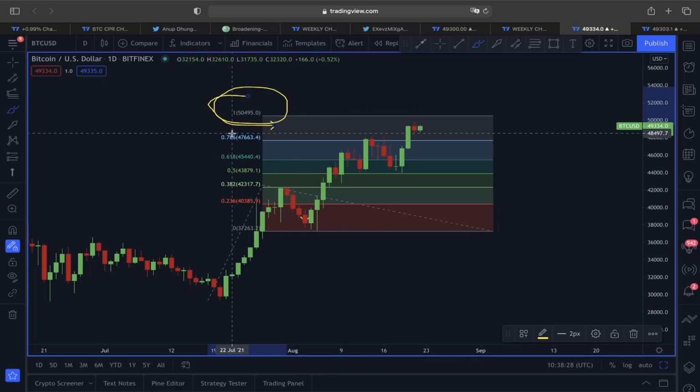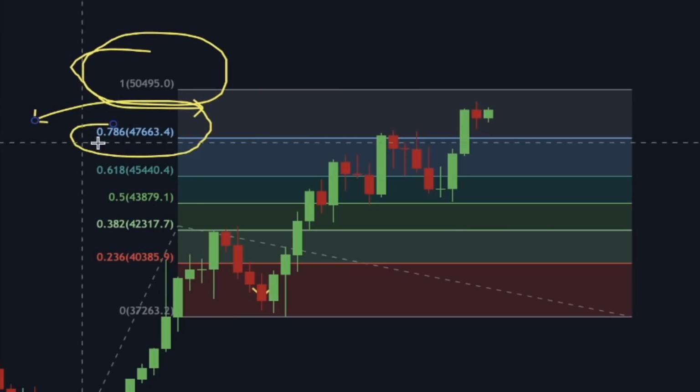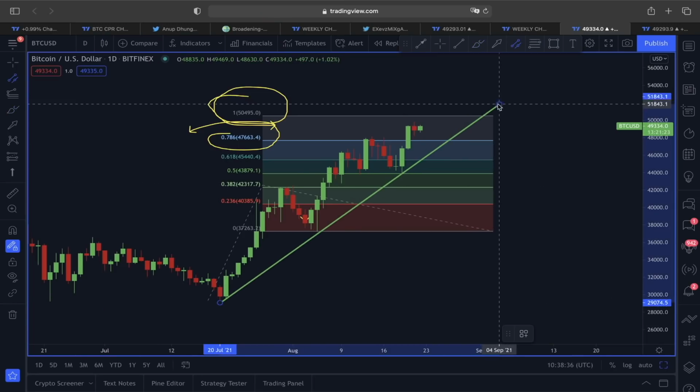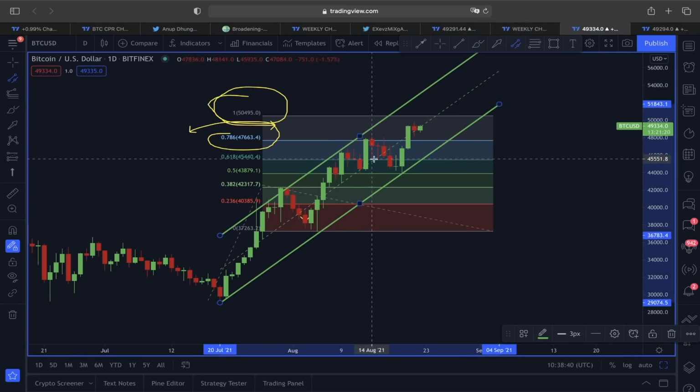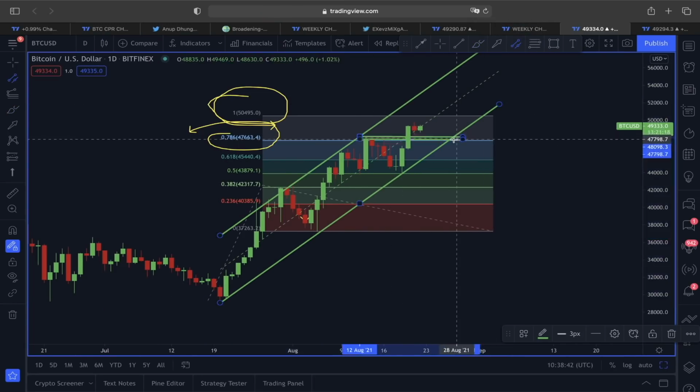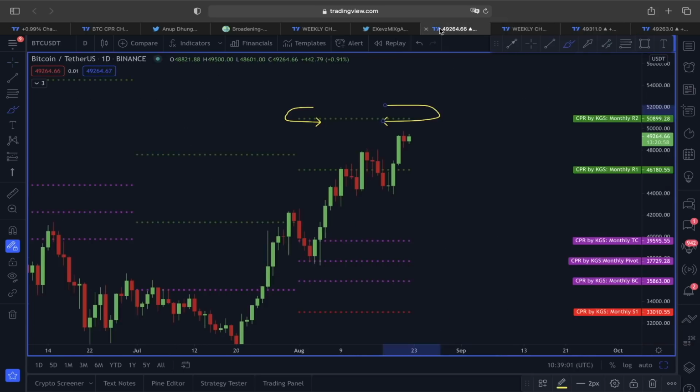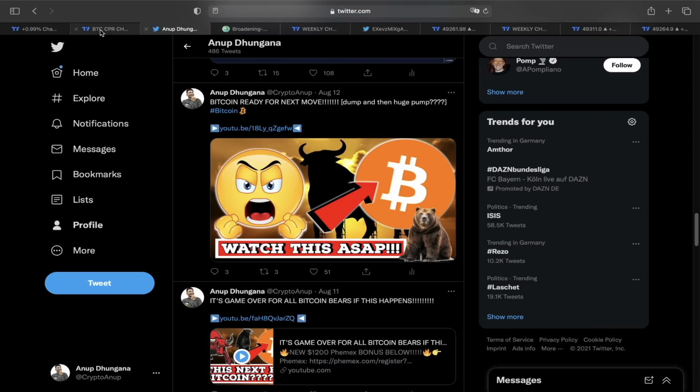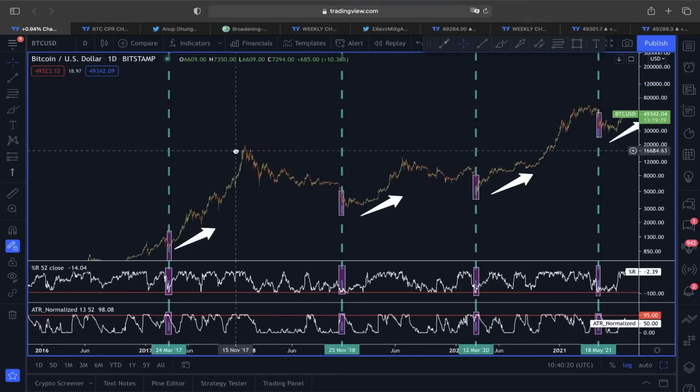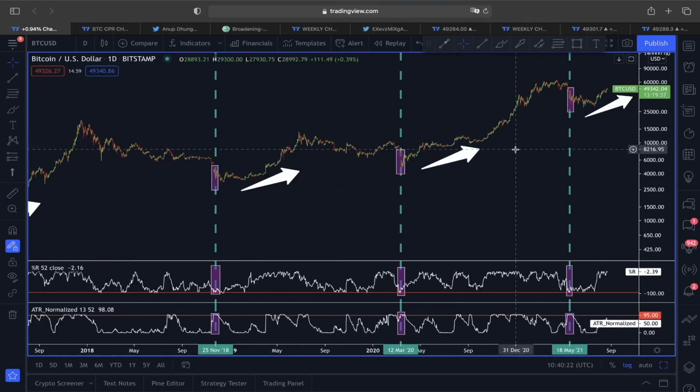So for any sort of pullback, this 0.786, which is lying around 47,663, and in a daily time frame, which I showed you with this ascending channel, right, this here around 48,000 is also going to be one strong line of support. So that's why this 47,600 area to 48,000 is going to be our strong line of support if we do see any sort of pullback for Bitcoin. So altogether, looking into different time frames, you can see the price of Bitcoin does look very, very bullish. So let's see if the price of Bitcoin is going to play out according to our analysis or not.